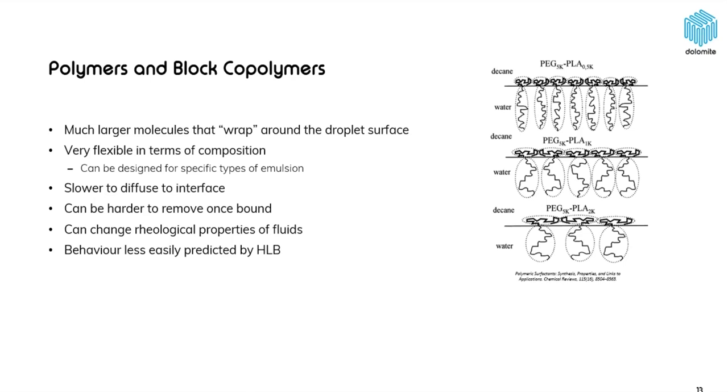And so you can tune them for a specific type of emulsion to really optimize the stability you get. Because they're bigger, bulkier molecules, they're a little bit slower to diffuse to interfaces. So depending on the total molecular weight, you might want to consider that it'll be slower to stabilize the interface, which might affect things like your droplet production rate.